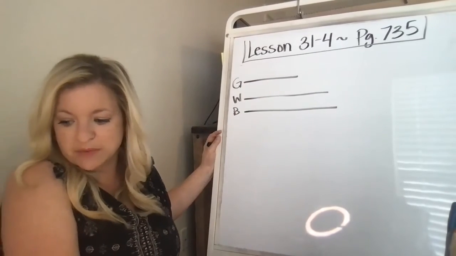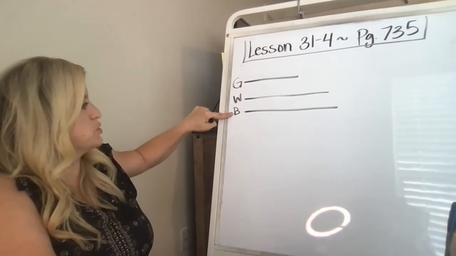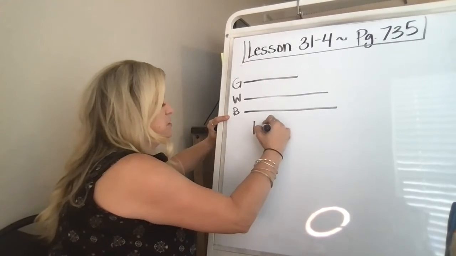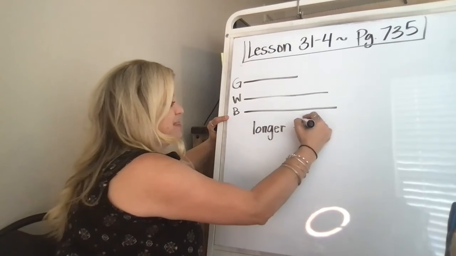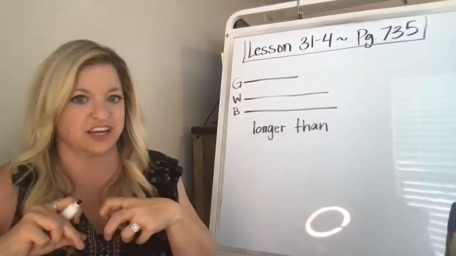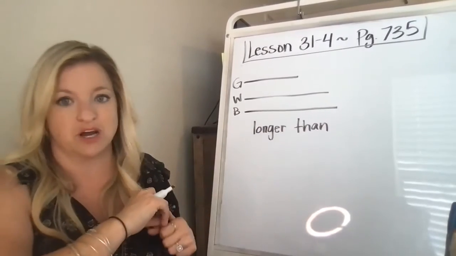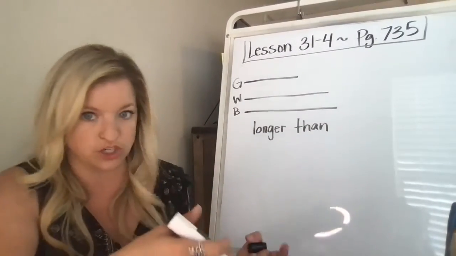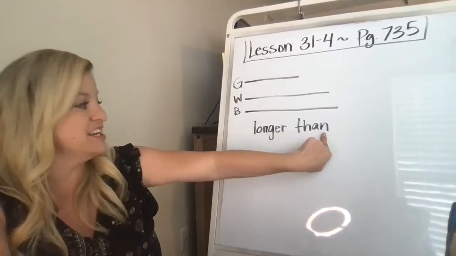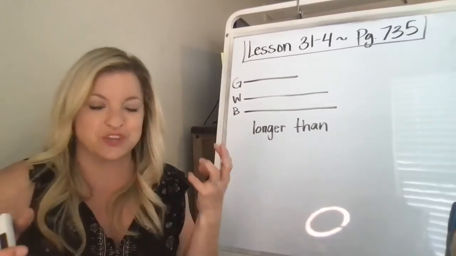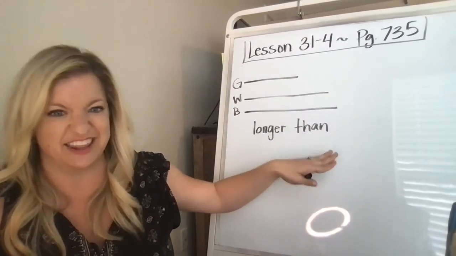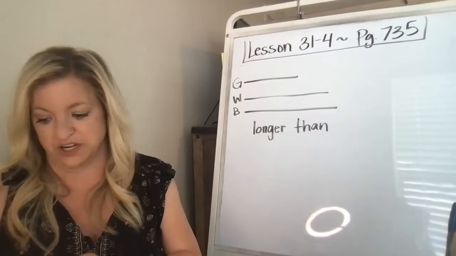Then it says the blue worm is blank than the gray worm. The blue worm is longer than. So remember, when you have than, it's like you're comparing two things. It's like it's longer than the other one. I'd rather have apples than oranges. I'd rather go to the pool than the beach. So THAN is where you are comparing two things. We're comparing length, so it's than, not THEN. Then is not what we would use right now.